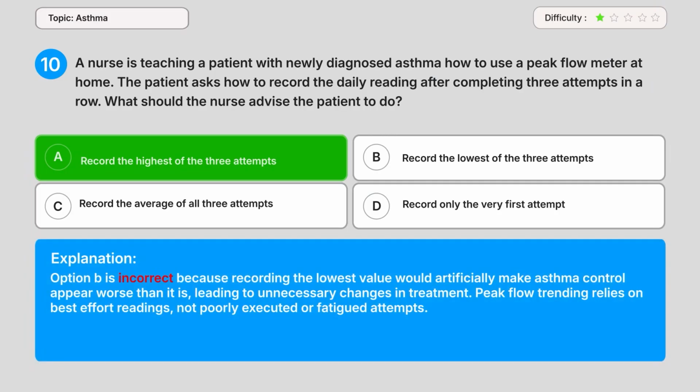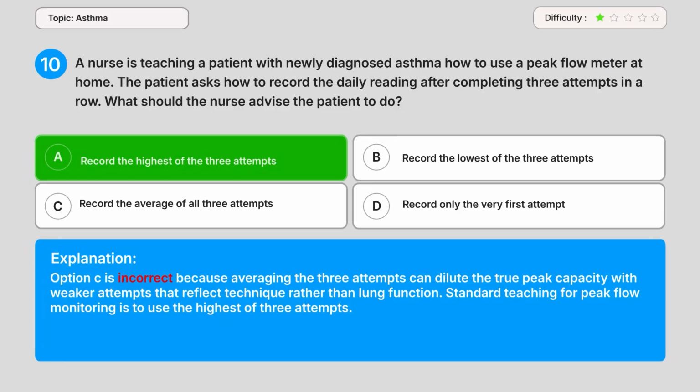Option B is incorrect because recording the lowest value would artificially make asthma control appear worse than it is, leading to unnecessary changes in treatment. Peak flow trending relies on best effort readings, not poorly executed or fatigued attempts. Option C is incorrect because averaging the 3 attempts can dilute the true peak capacity with weaker attempts that reflect technique rather than lung function.